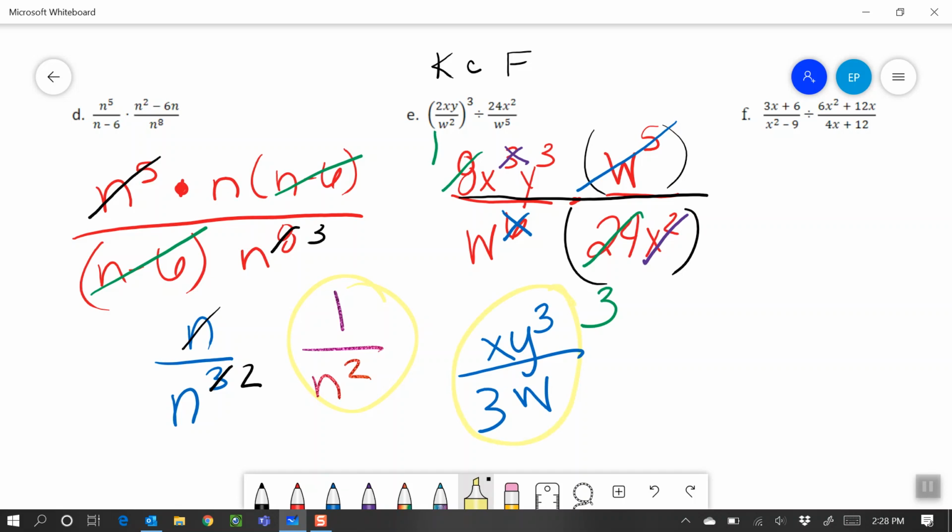With that, I'm going to erase this and everything so I have room to do F. Please bear with me while I erase things out.